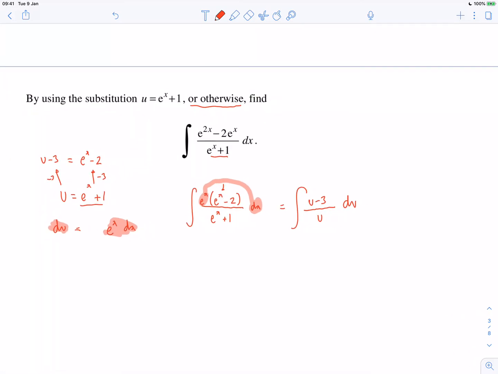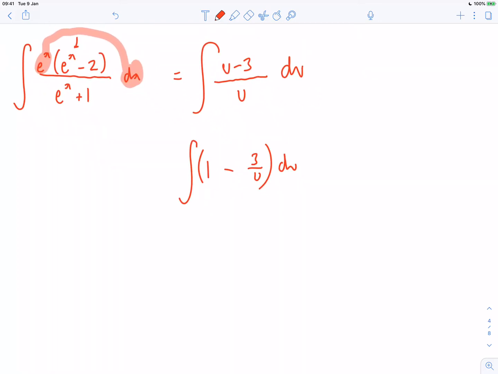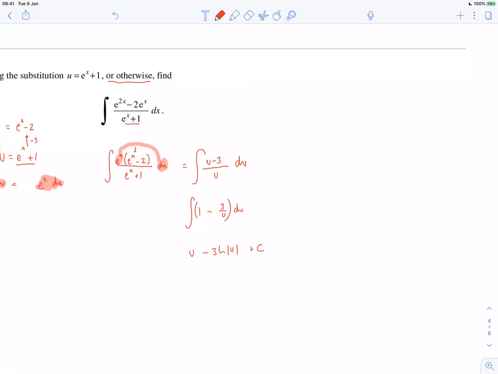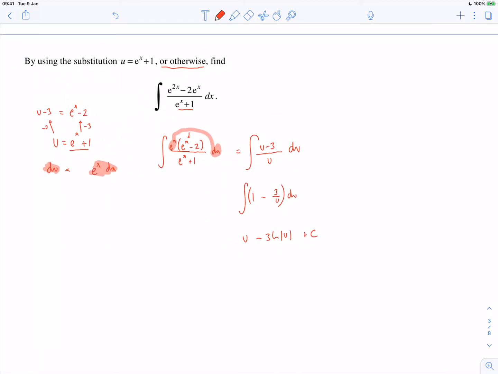And now this is actually an incredibly easy integral to do, because it's just going to be the integral of u over u, which is 1, minus 3 over u, du. It's going to be really good because 1 integrates to u with respect to u, and minus 3 over u becomes minus 3 ln of u, like so, plus an arbitrary constant. And now this is really easy to sort out because I know that u is e to the x plus 1, so this whole thing can be substituted back as e to the x plus 1 minus 3 lots of ln of e to the x plus 1 plus a constant.